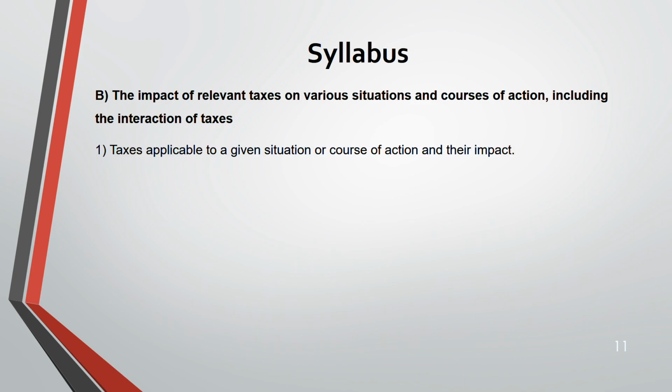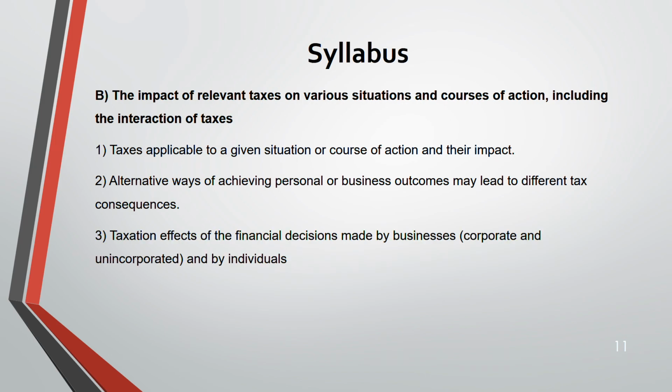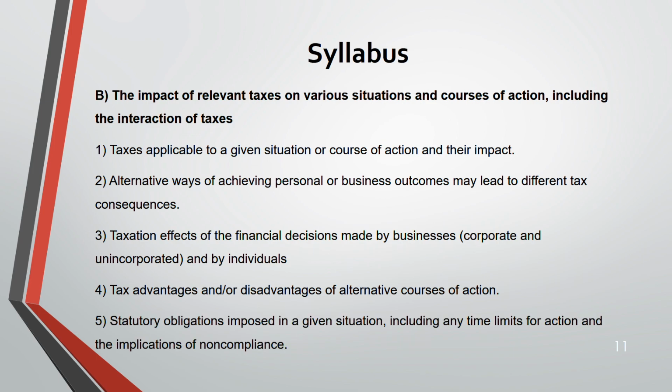B. Tax. What is the impact of the tax for a given situation? Okay. If you change your course of action, what is the impact on the tax? So the tax impact on a financial decision. Tax advantages and disadvantages for alternative courses of action. Remember, some courses of action increase your tax, some decrease your tax. And statutory obligations for a given situation. For example, they might give you a time limit or implications of non-compliance.